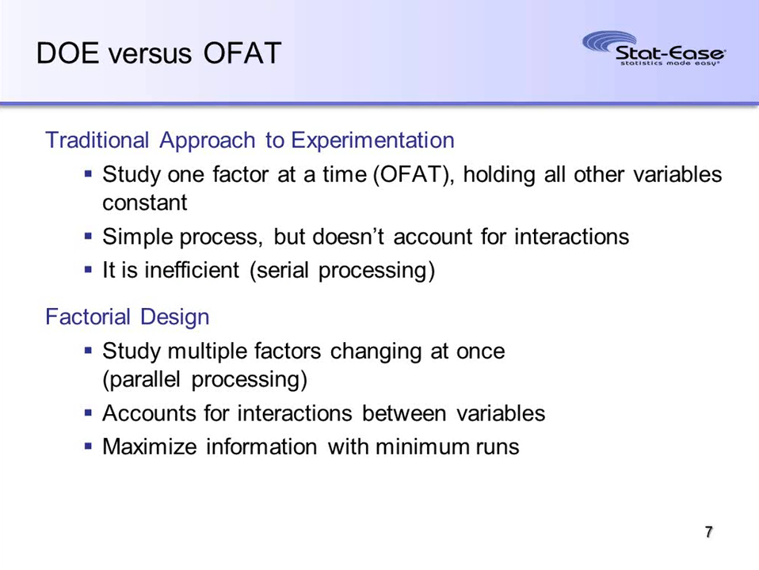As soon as you hit that stage of arguing whether factors are significant or not, or important or not, that's when you need to start thinking about design of experiments. Design of experiments allows you to study multiple factors at the same time, so it puts you into a parallel processing mode. We can look at many things. We can look at interactions between variables. It's a way of getting the most information out of the minimal number of runs.